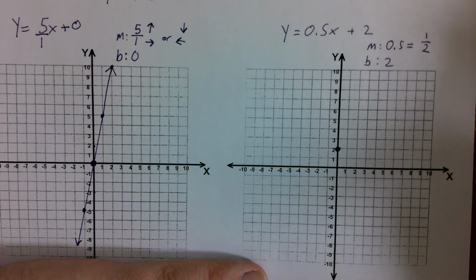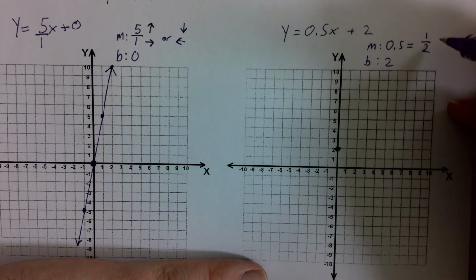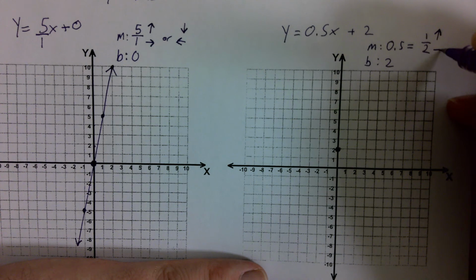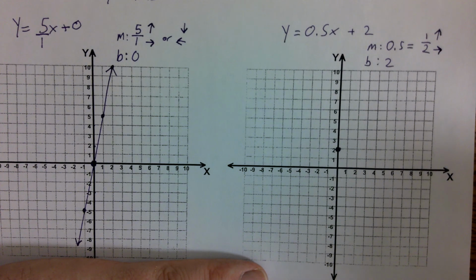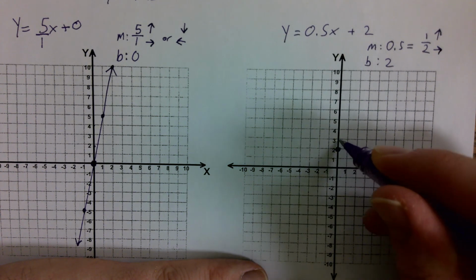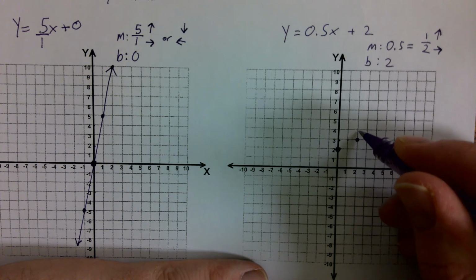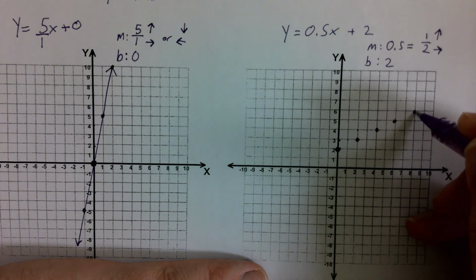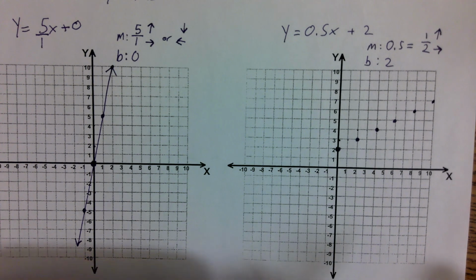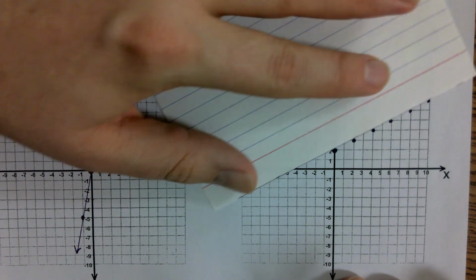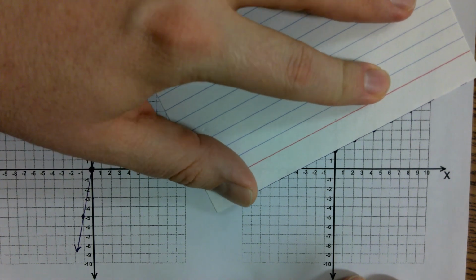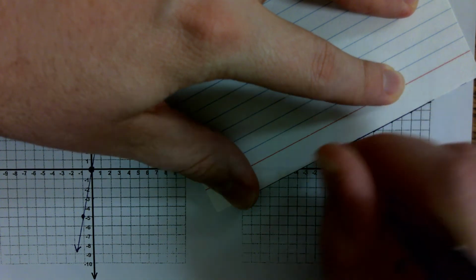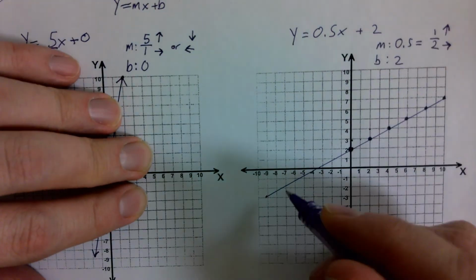And now that I have it as a fraction, I can tell how many I'm going up or down, and how many I'm going left or right. So it's positive, we're going up 1 and to the right 2. Starting at this point, up 1, to the right 2, up 1, to the right 2, and so forth and so on. And then once we have at least 2 dots, we can do more, but you need at least 2. Get your ruler, connect them, and we're good to go.